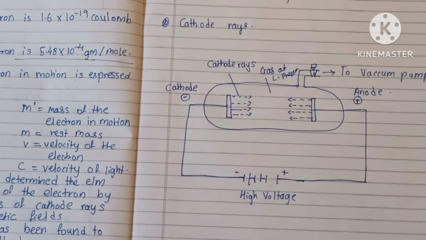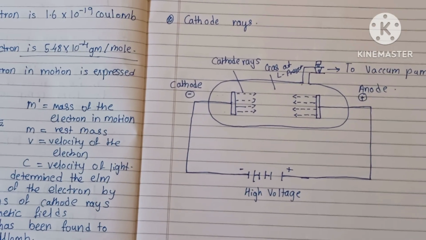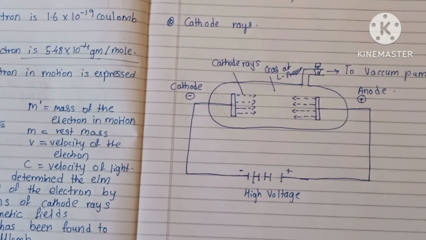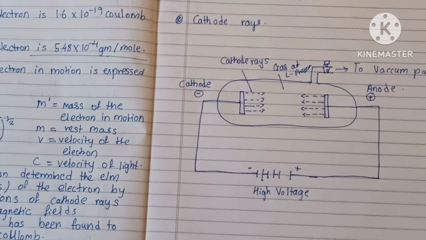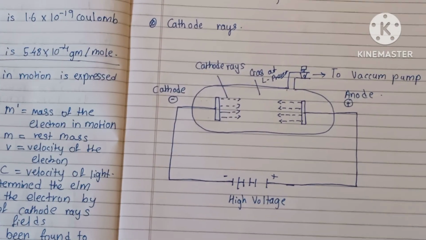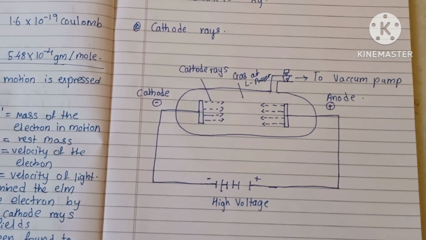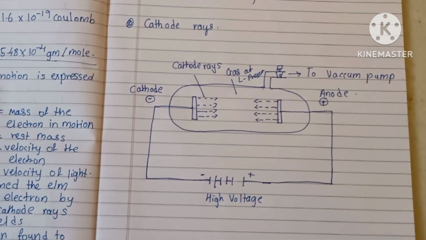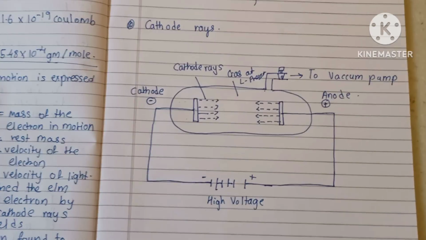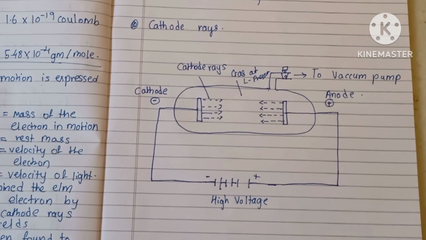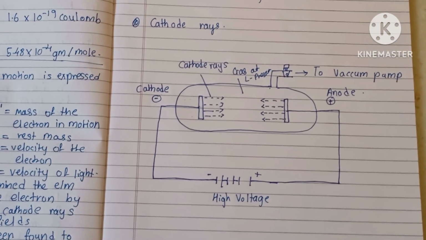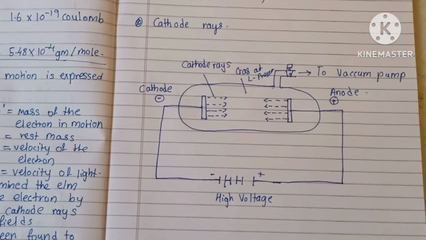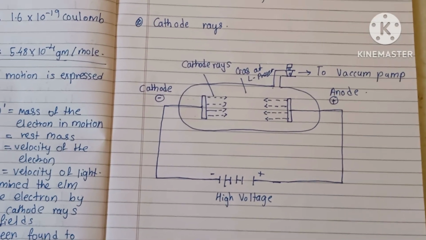Cathode rays penetrate through thin sheets of aluminum and other metals. They affect the photographic plates. The ratio of charge to mass, e/m, is the same for all the cathode rays irrespective of the gas used in the tube.